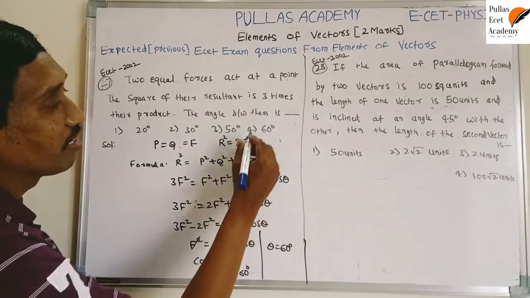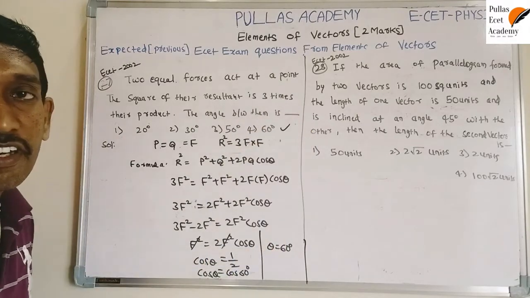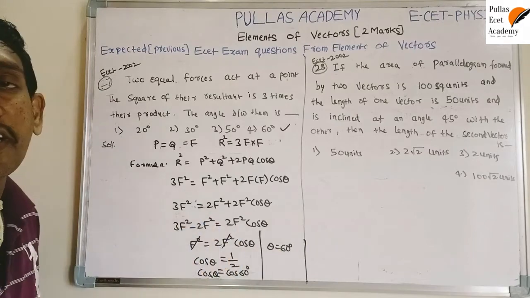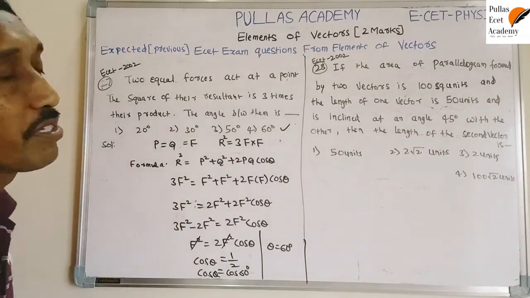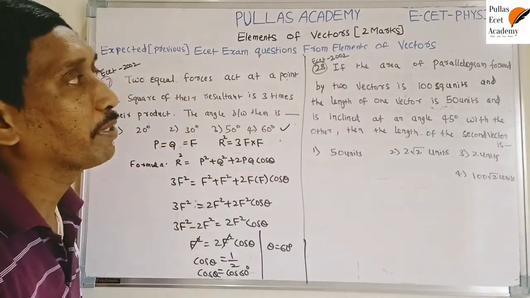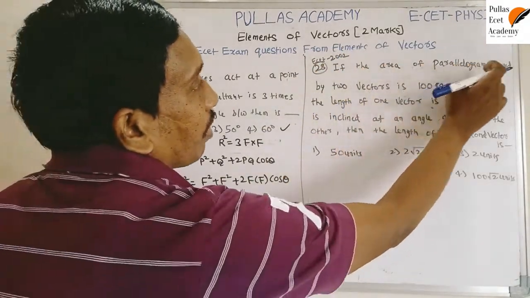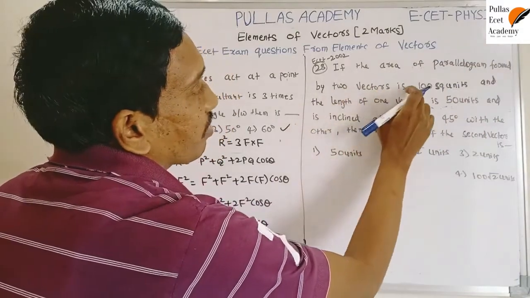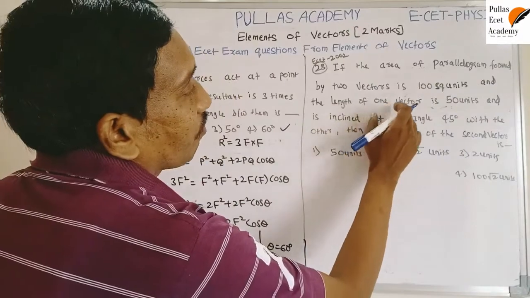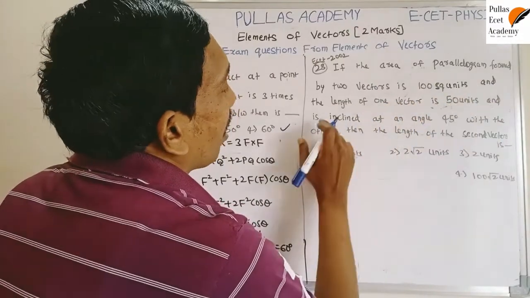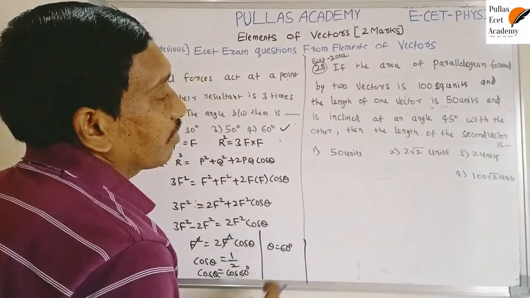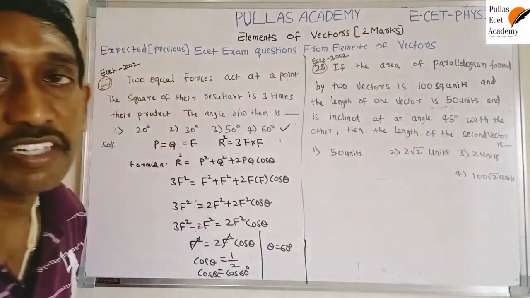What is the answer here? 60 degree. Sometimes it is given in radians, that is pi by 3. So the fourth option is correct. Next question is repeated from the ESET 2002 paper. If the area of the parallelogram formed by two vectors is 100 square units and the length of one vector is 50 units and it is inclined at an angle 45 degree with the other, then find the length of the second vector.